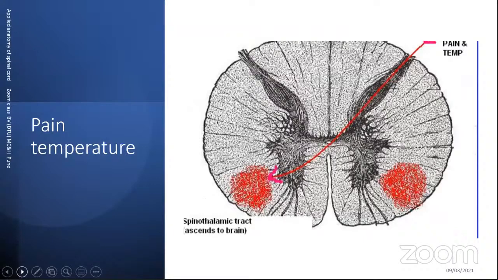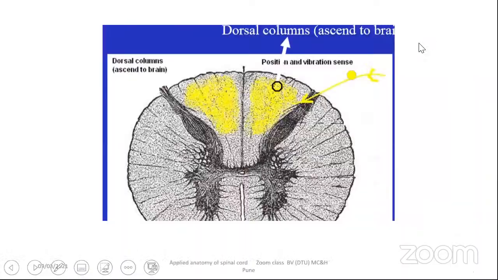Right. So the spinal cord has a function. It has ascending tracts, it has descending tracts. The main ascending tracts are the spinothalamic tract and the posterior column. If you look at the spinothalamic tract, there is a dorsal root ganglion which is present here. This is the dorsal root ganglion.